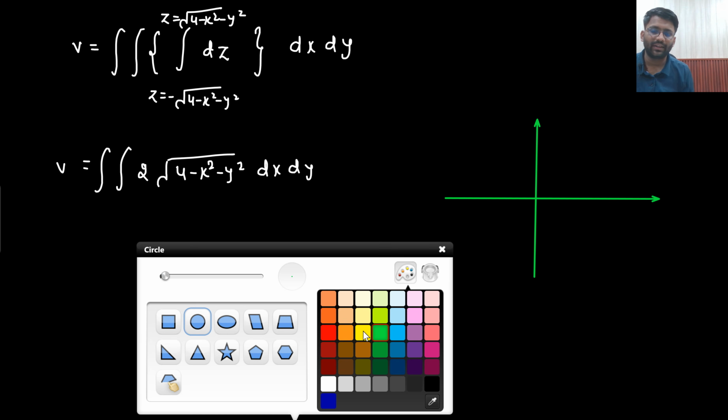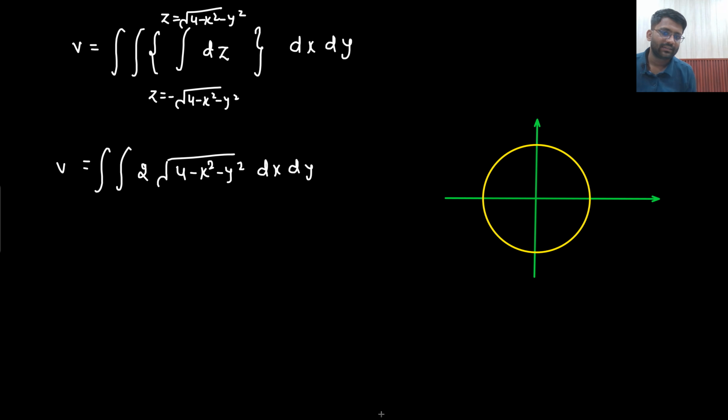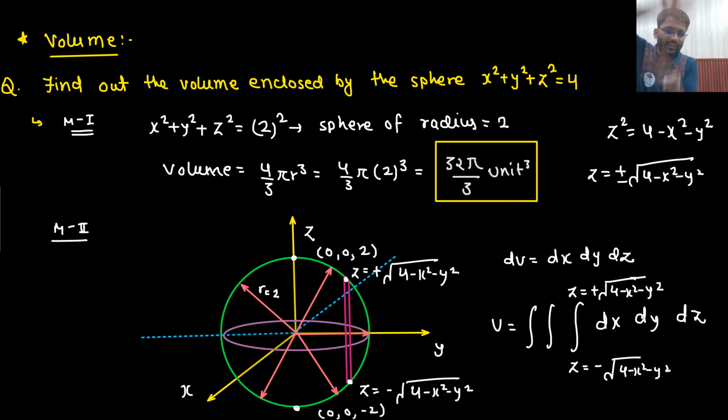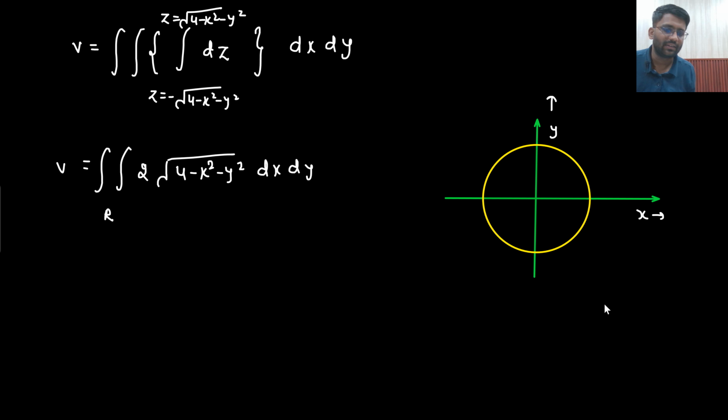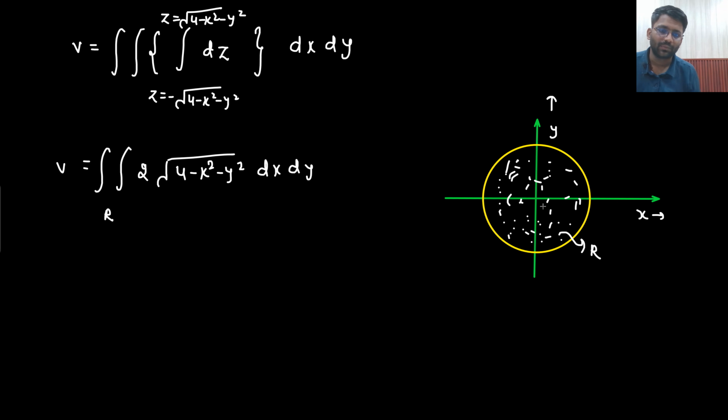If I talk about dx dy, what would I do? I will be getting this circle in the xy plane of radius 2. So this will be the region R when I squeeze it. I need to integrate this particular integration over this region R. And here the radius is nothing but 2.